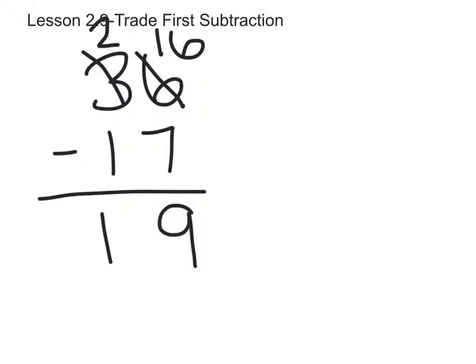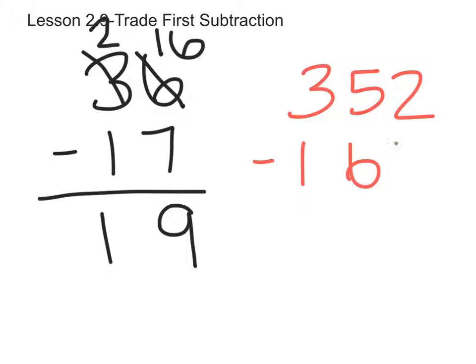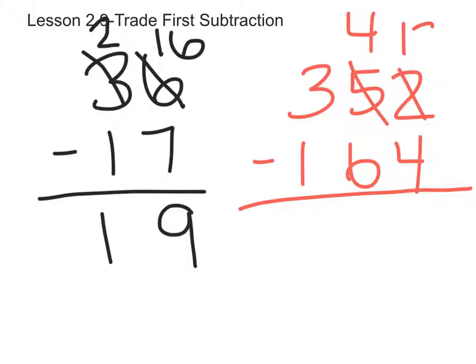Let's try another one. Let's say I have 352 minus 164. In subtraction, we subtract starting in the ones place value. I have 2 minus 4. 2 is less than 4. I cannot take 4 away from 2. The smaller number is on top, therefore I need to borrow from the tens. My 5 becomes a 4, making my 2 ones now 12.